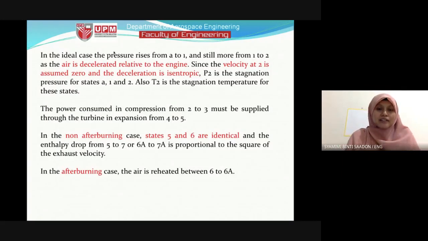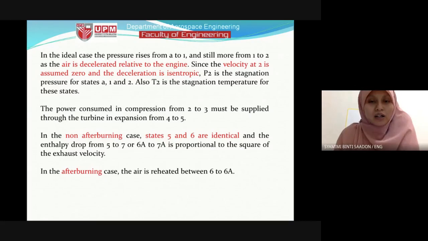Okay, so in the ideal case, the pressure rises from A to 1 and still more from 1 to 2. Point 1 is the inlet of the diffuser, so we assume it is at about the same point as ambient. But the pressure still rises as the air is decelerated relative to the engine, since the velocity at 2 is assumed to be 0 and this deceleration is isentropic, ideal. P2 is the stagnation pressure for states A, 1 and 2. Also, T2 is the stagnation temperature for these states.